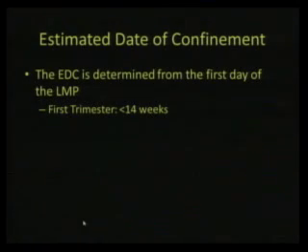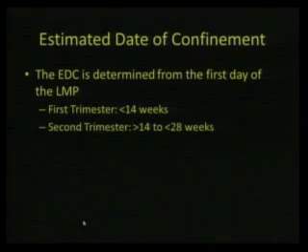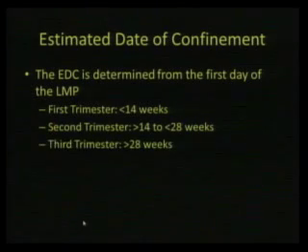So the first trimester is basically anything before 14 weeks. The second trimester is between 14 and 28 weeks. And the third trimester is after 28 weeks.